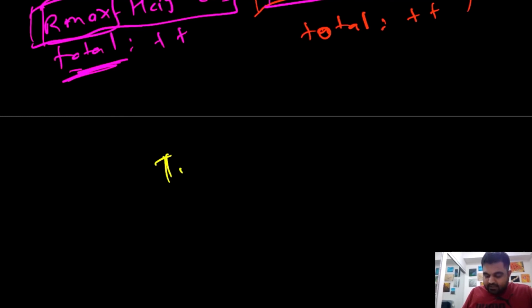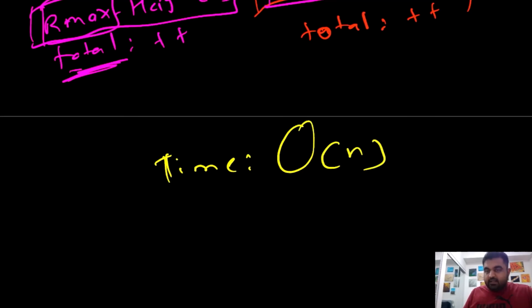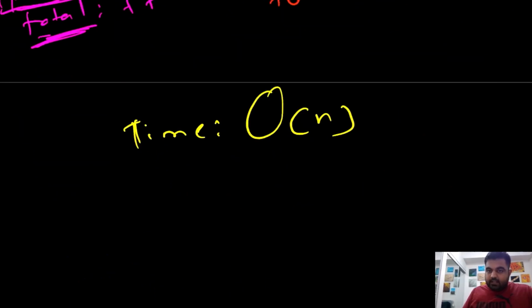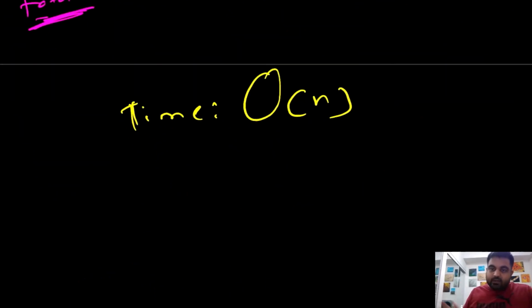So if we use the two pointer approach and calculate the time and space complexity, the time complexity for this one is actually going to be big O of n. That is the same as before, because in any case we are going to traverse over the entire input array, but we are only doing it once, not more than that.